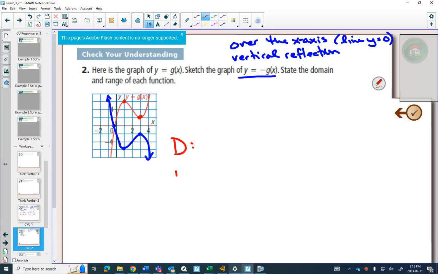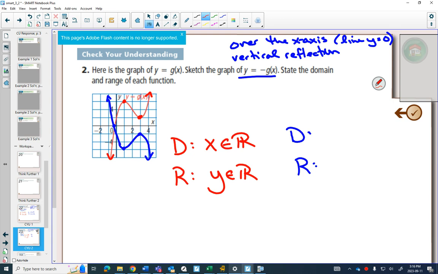State the domain and range for both of them. Since it goes forever, the domain will be everything for the x. Same thing, it goes up and down forever. Everything for the y. The same is going to be true for the blue one, but I'll just practice interval notation. Negative infinity to infinity.